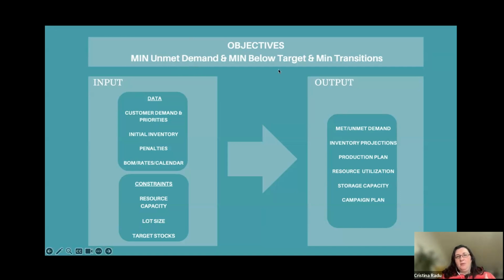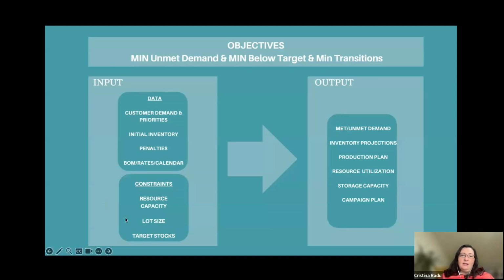Then an example of another term in the objective function is that you don't want to go too much below target, so you want to minimize that. And in the context of campaign planning, we want to minimize transitions. So we want to minimize the changeovers between the groups of products which go on a resource.